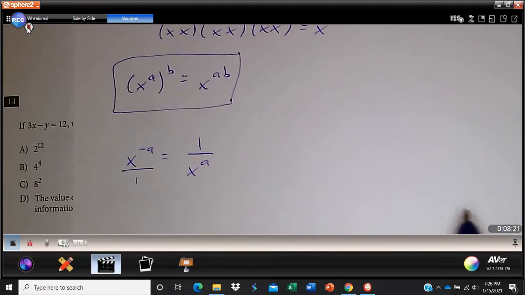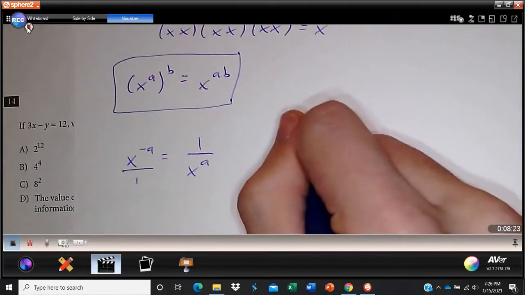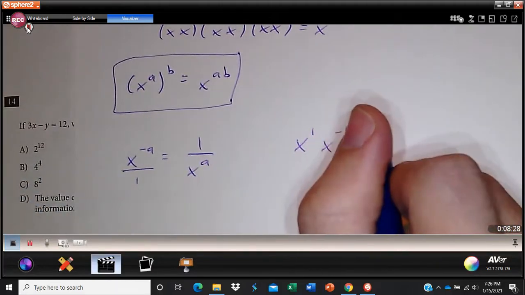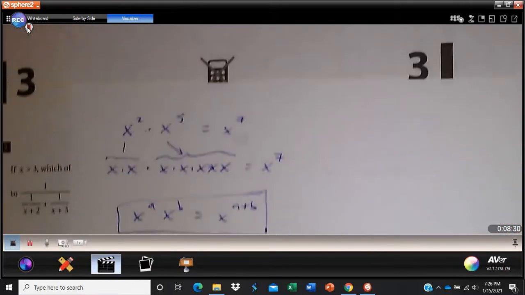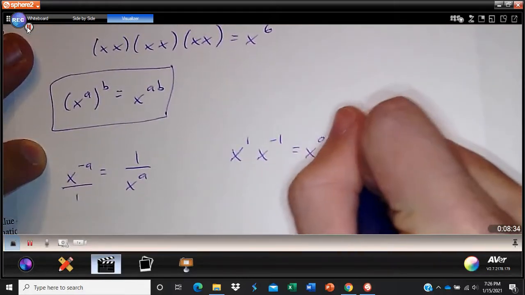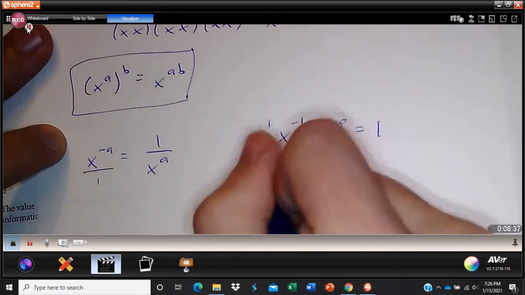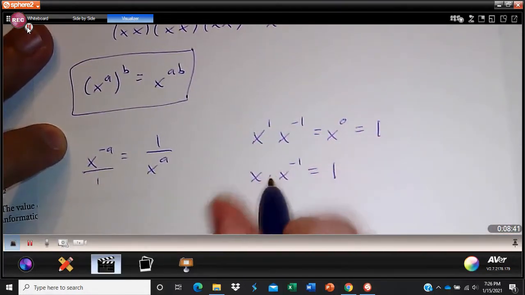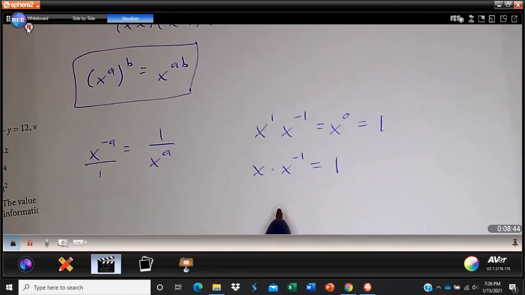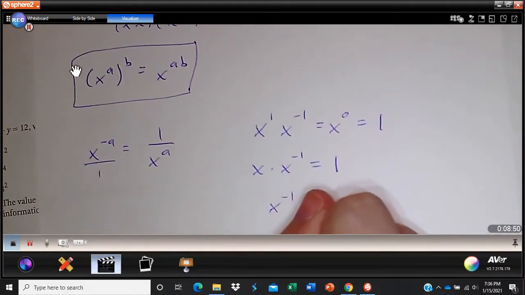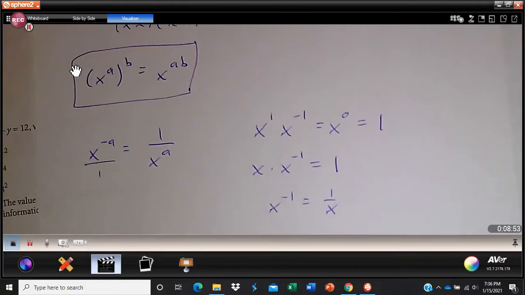And a way to convince you of that would be if you had x to the first power times x to the minus first power. We know from the first rule that this should come out to x to the 0th power, which is really 1. And so that means that x times x to the negative 1 is equal to 1, which means that, what is it that we do? Okay, so how do we undo the value of x to get 1? Well, x to the negative 1 must be equal to 1 over x in order for that to be true.